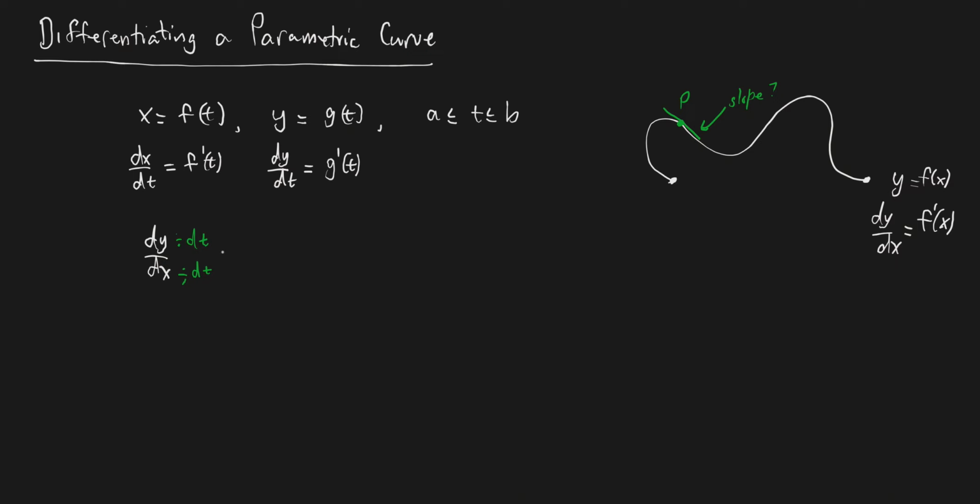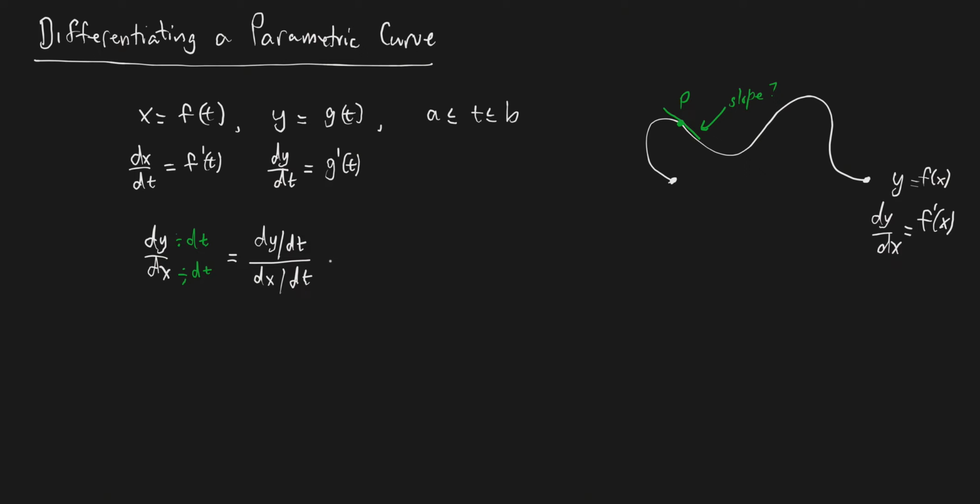So let's actually write that down more clearly. I'm going to write the numerator as dy/dt, and then the denominator as dx/dt. And it looks like that's all we have to do: take the derivative of the y equation with respect to t and divide it by the derivative of the x equation with respect to t, and that will give us dy/dx. And that's exactly how you find the derivative of a parametric curve.